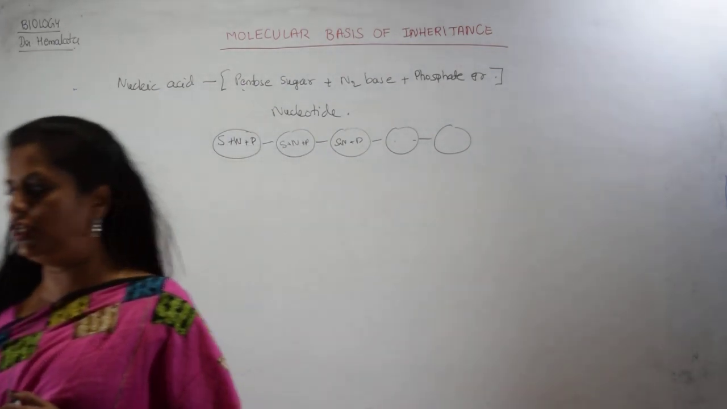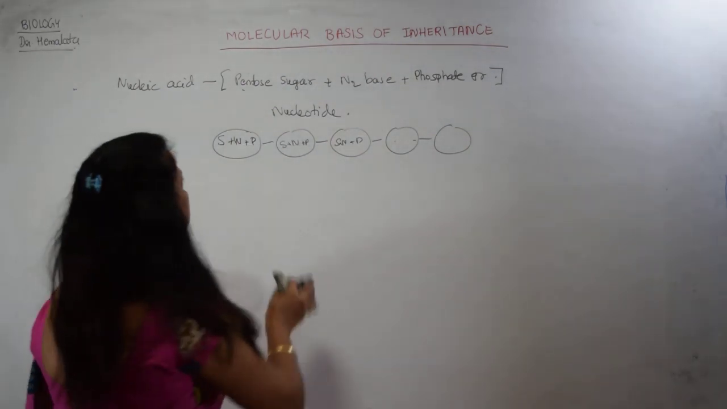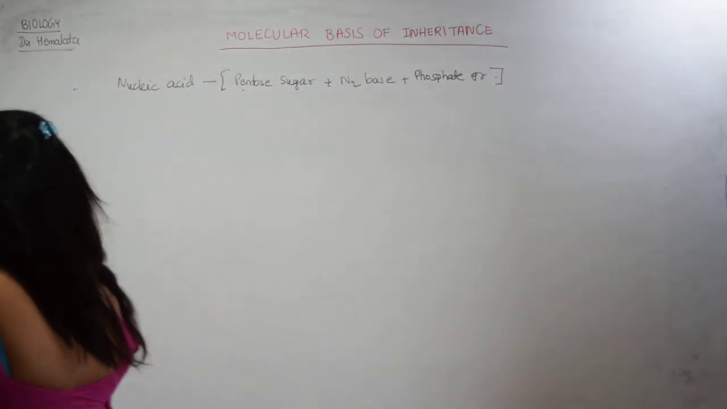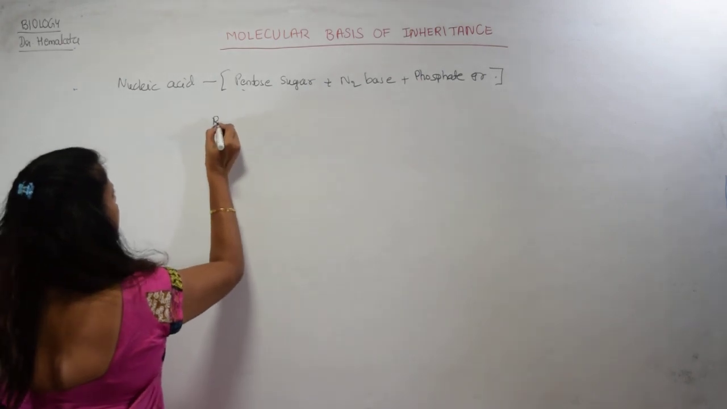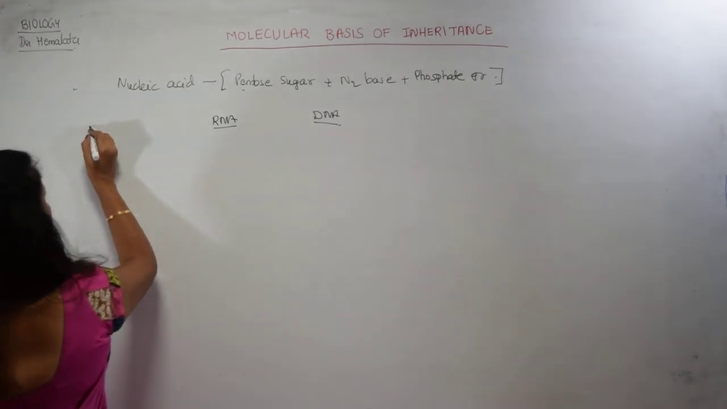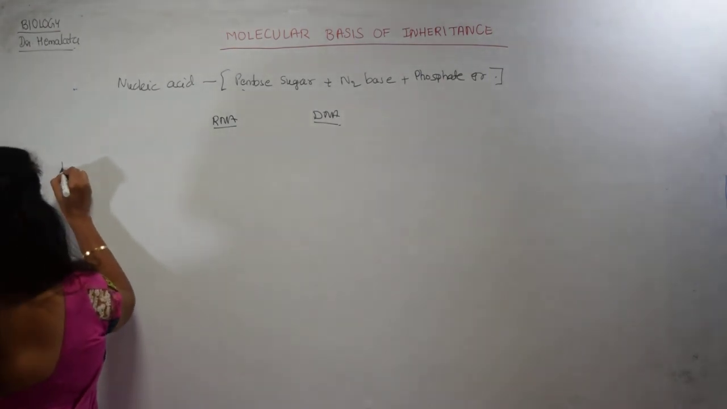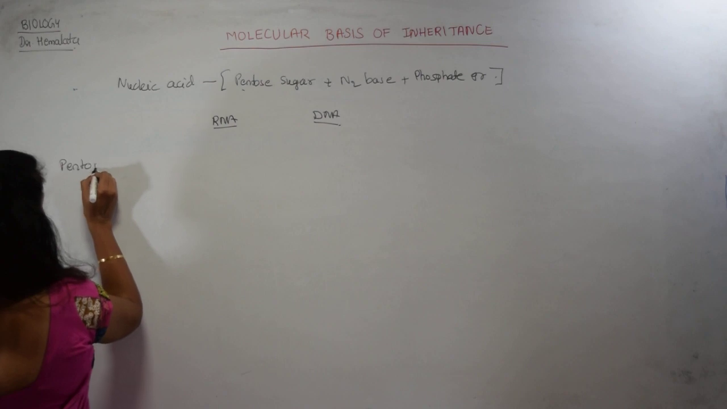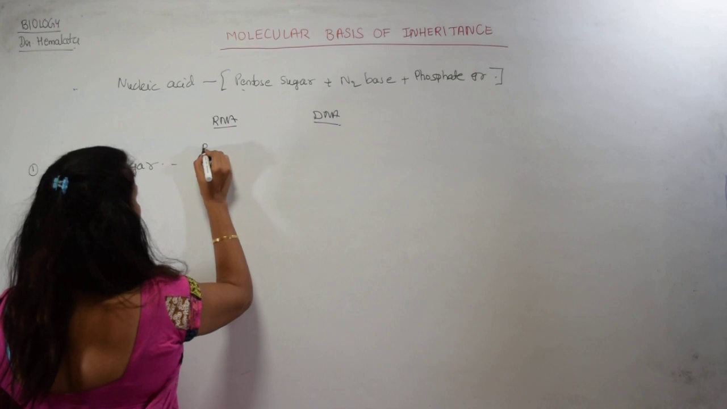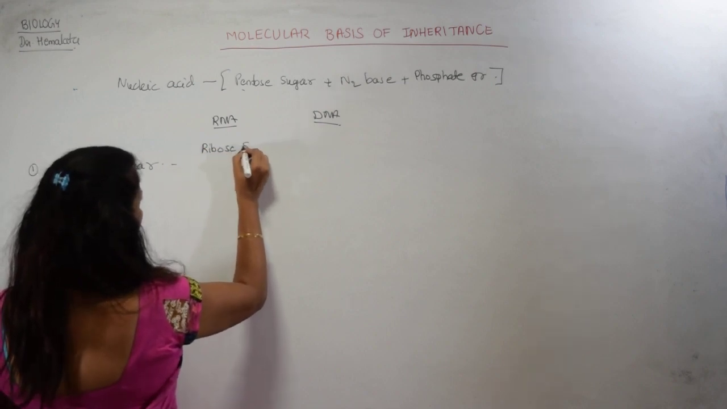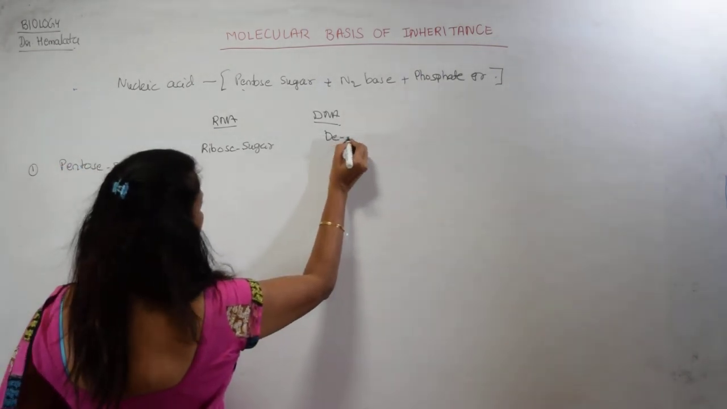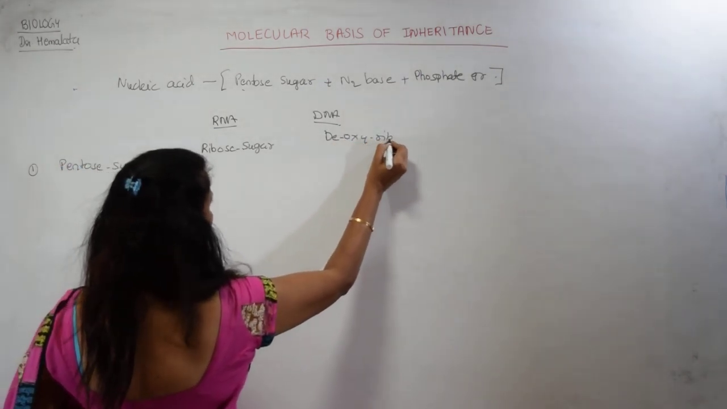So I will give you the chemical structure, how it looks in RNA or DNA. Let me give you RNA first, next I will write DNA. The first part is the pentose sugar. In RNA, it is called ribose sugar. The sugar is a pentose, having 5 carbons. In DNA, this is called deoxyribose sugar.